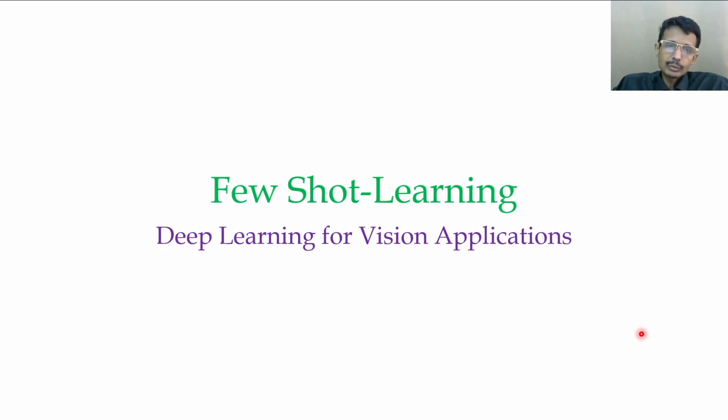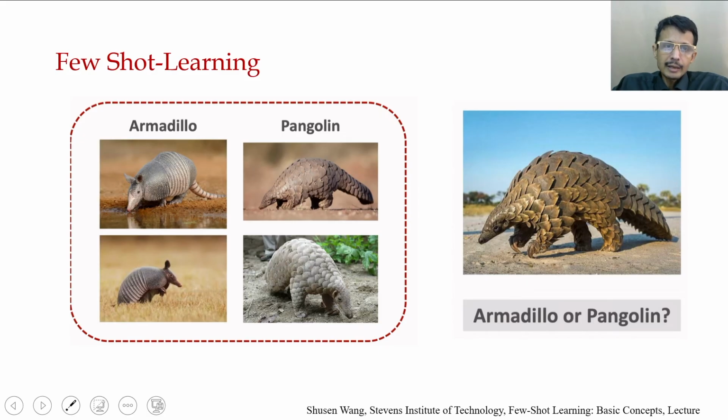Now we are going to discuss another very important topic, that is few-shot learning. This time we go a bit superficially due to the time constraint. Now what do we mean by few-shot learning? Given this, can we say that this particular image is an armadillo or a pangolin?